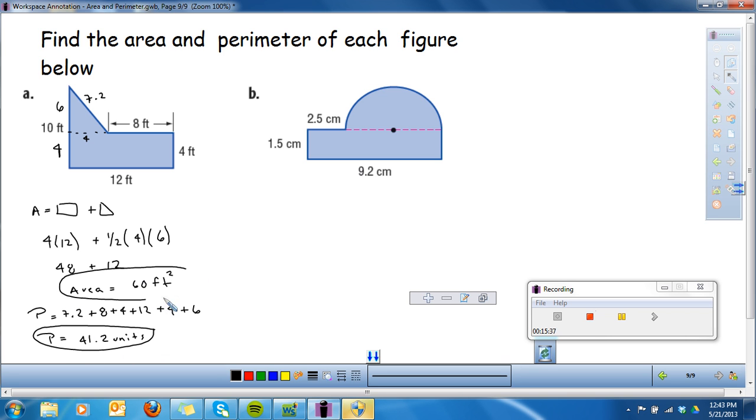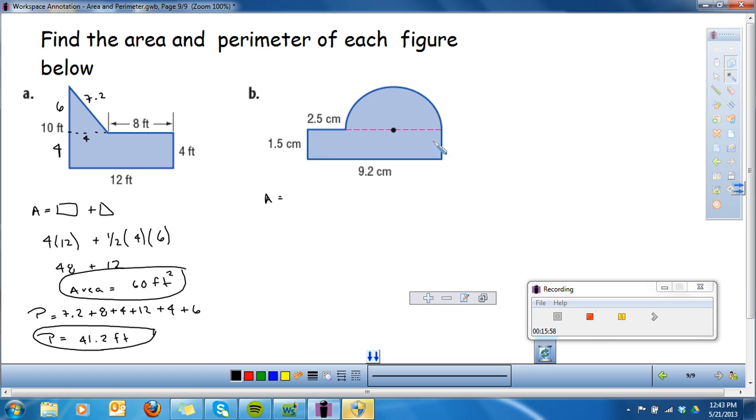You should have had an area of 60 feet squared. Oops, I'm sorry. Should have written feet, not units. Okay, and for this perimeter, we're just dealing with feet. Okay, so area of 60 feet squared and perimeter of 41.2 feet. All right, let's do this next one. First, I'm going to go ahead and calculate the area.